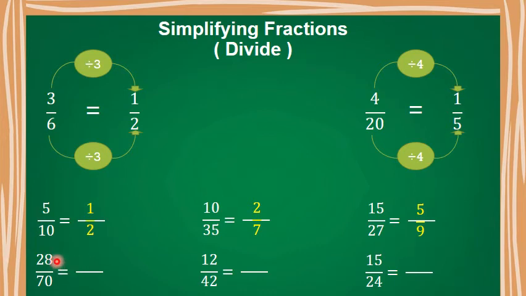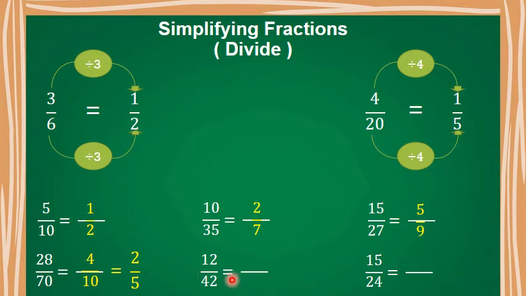Another one. 28 over 70. Yes, 70, and timetable 7. Can I divide by 7? 28 by 7? Yes. So 28 divided by 7 equals 4, and 70 divided by 7 equals 10. Yeah, this is 4 over 10. But is this fraction the simplest form? No. Why? Because 4 over 10 is in timetable 2. So I can divide 2 up and down. 4 divided by 2 and 10 divided by 2 will be 2 over 5. Is this in simplest form? Yeah.